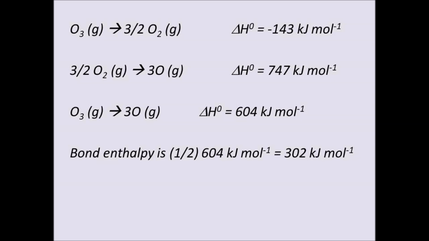Furthermore, we have the heat of formation of ozone, which was given, and that reaction that goes with that is 3/2 O2 goes to O3. And we can flip it around and also flip the sign of it so that it's ready to use in Hess's law. We can add up our reactions and our enthalpies to get the enthalpy of O3 going to 3 oxygen atoms. And we can say that breaking each of the two bonds took half of that total enthalpy, so we get a bond enthalpy of 302 kilojoules per mole.